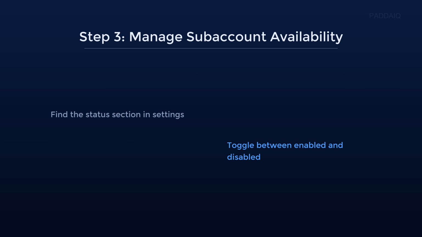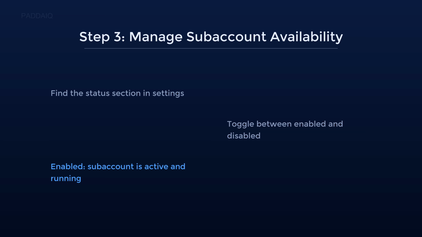Toggle between enabled and disabled. This means you can easily turn your subaccount on or off as needed. For instance, disable it during non-business hours to save costs and enable it when work resumes. This simple action helps you control resource usage and manage expenses efficiently.